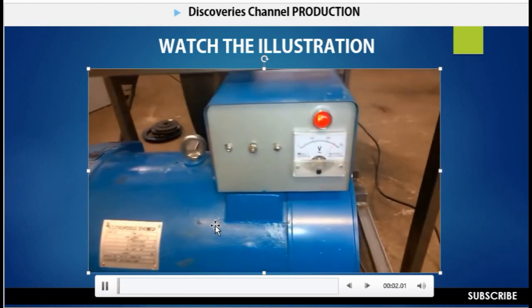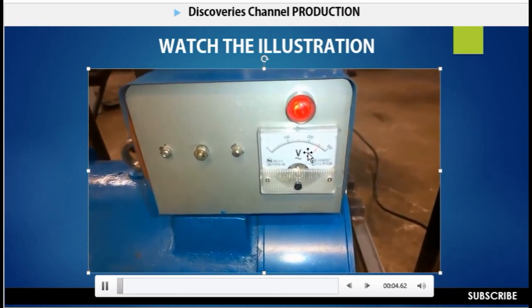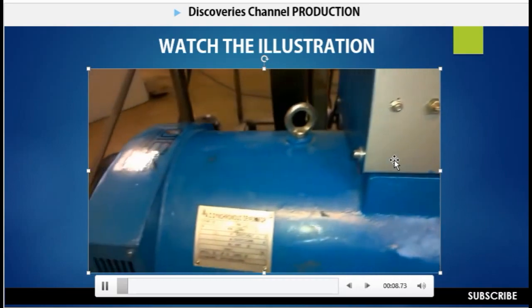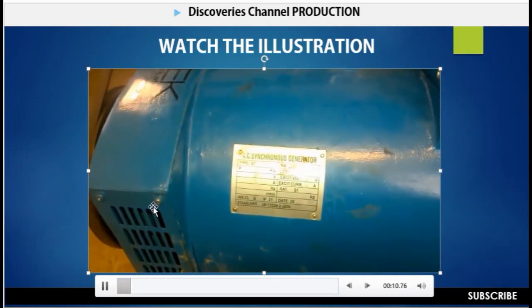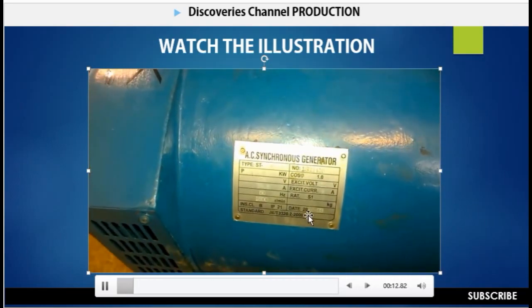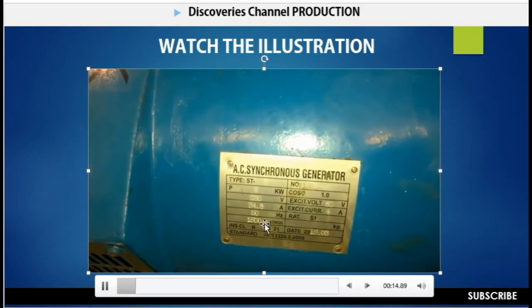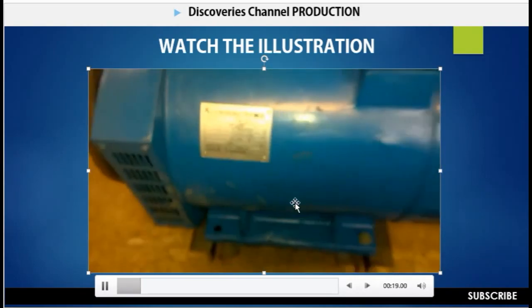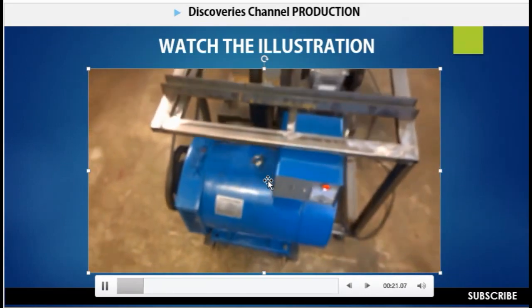Now see it here. This is the meter that's showing the voltage, the level of voltage, and this is the generator. As you can see, the generator RPM is 1400 RPM.